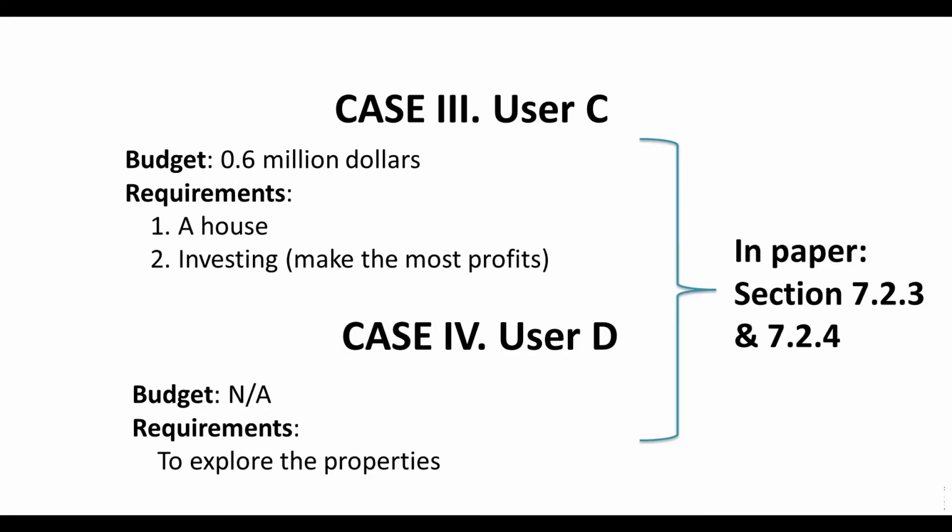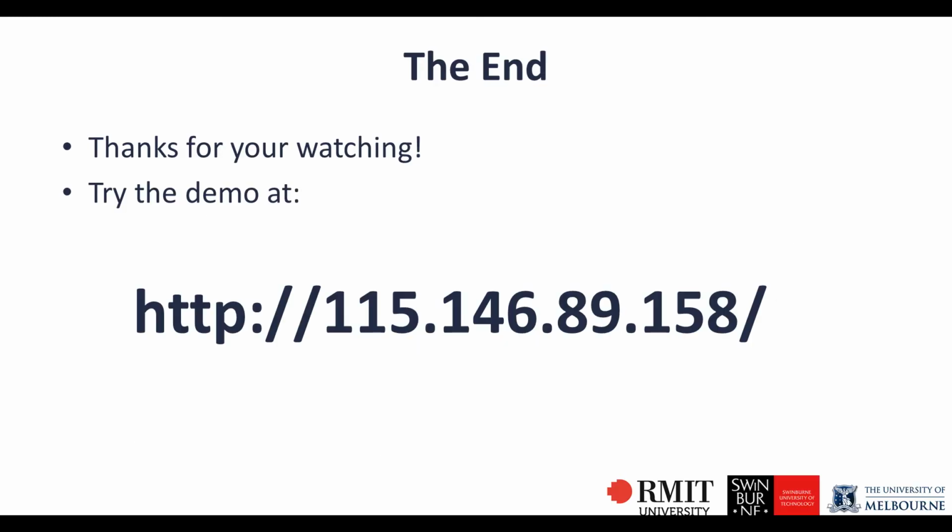Two more case studies can be found in the paper about an investor, User C, with $0.6 million wanting to invest in a property from which he could make the most profits. User D was new to Melbourne, and wanted to explore the local real estate market, get to know different lifestyles in different regions, so that he could have a basic idea of what kind of properties he would buy in the future. Thanks for watching.